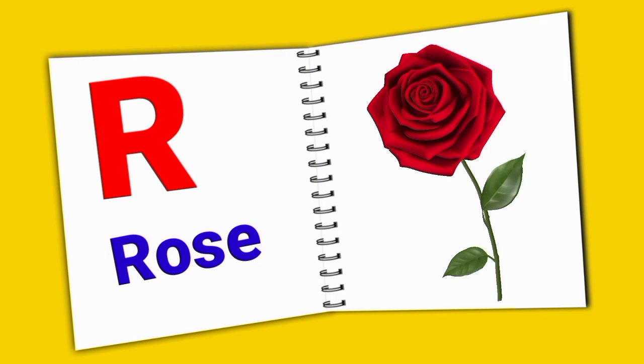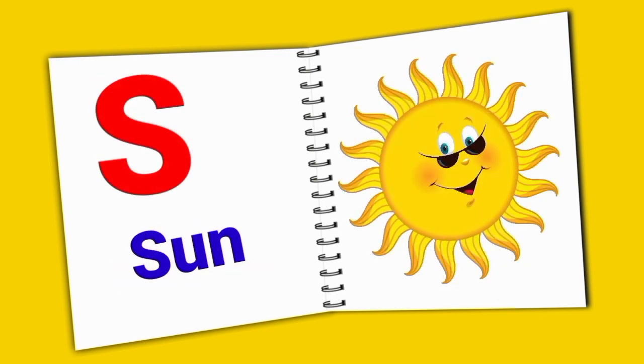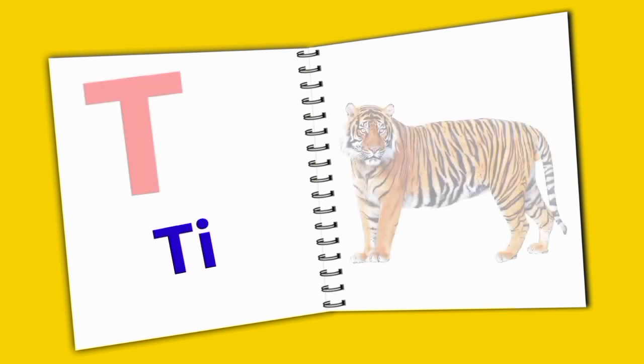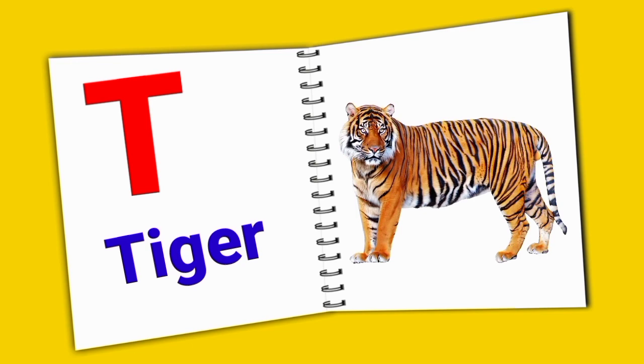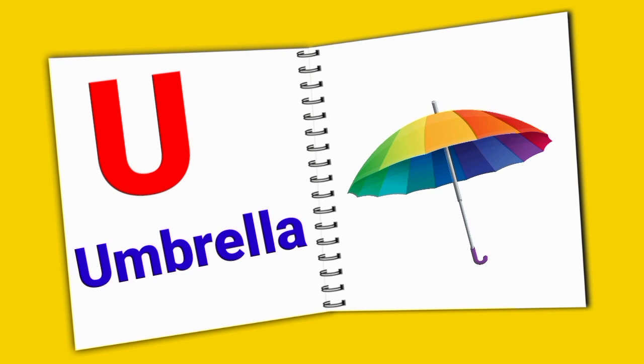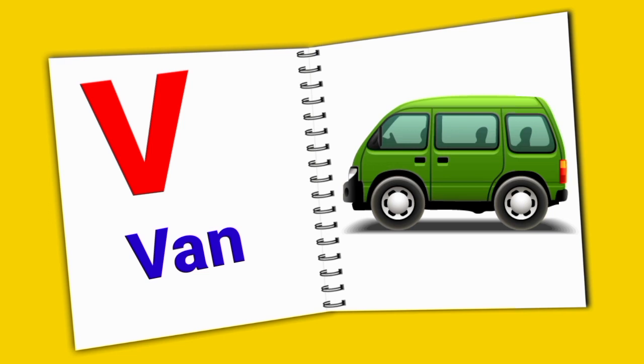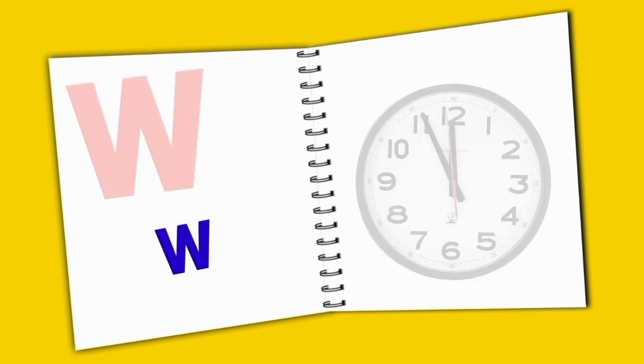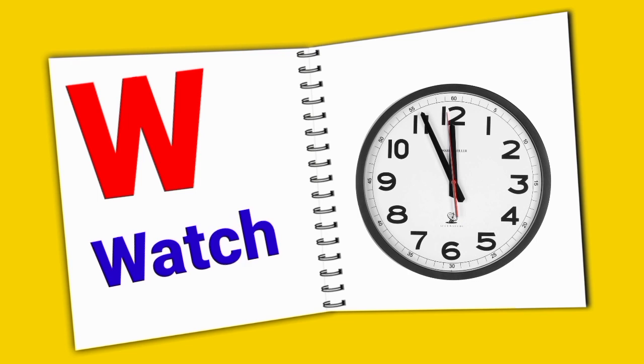R for rose. Rose means gulab. S for sun. Sun means suraj. T for tiger. Tiger means tiger. U for umbrella. Umbrella means chhata. V for van. Van means gaadi. W for watch. Watch means ghadi.